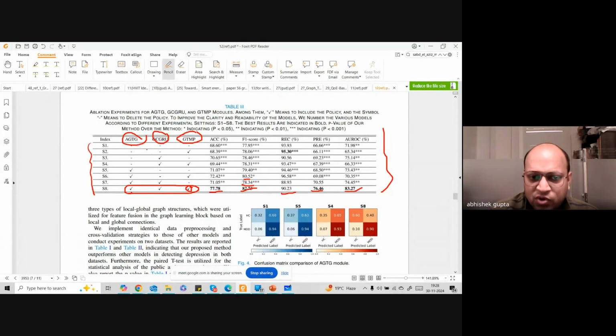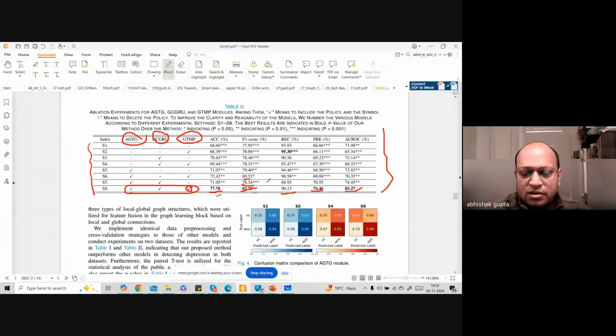Then they have dropped the AGTG and GCGRU modules, and just the GTMP module they have used. Then, at the end, S8 is the finally proposed model, where they have tested with these 3 modules in the implementation, and this is the accuracy they have achieved and the F1 score.